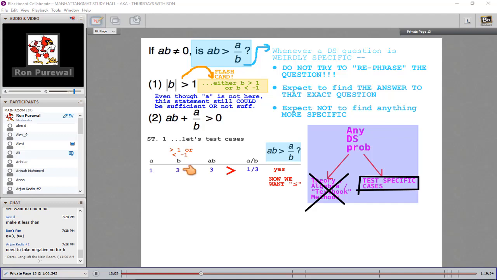Well, if we just keep B as 3, we're going to take a negative number, right? So if A is -1 instead of +1, then you're going to have the same numerical values, but they're just going to be negative. So -1, still 3. Now this is going to be -3, and now this is going to be -1/3. Or you could make B negative, that would work too. So that's less than or equal to. And so this is a no to the question. That's not sufficient.